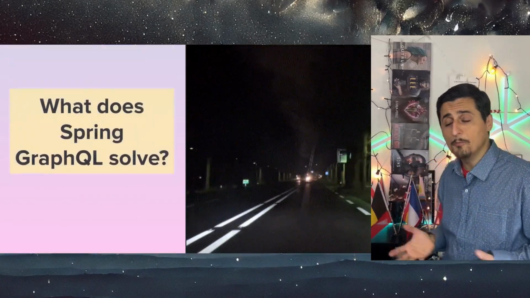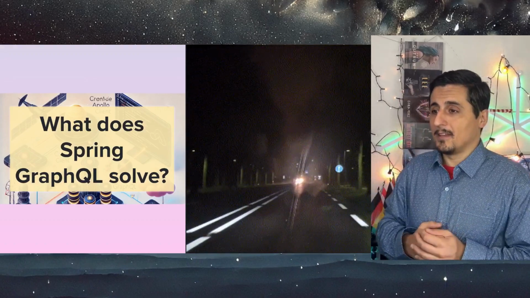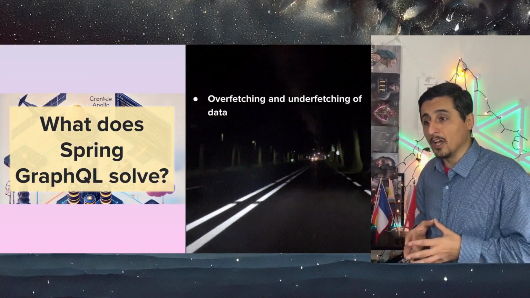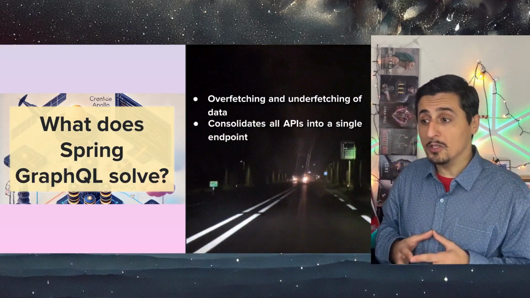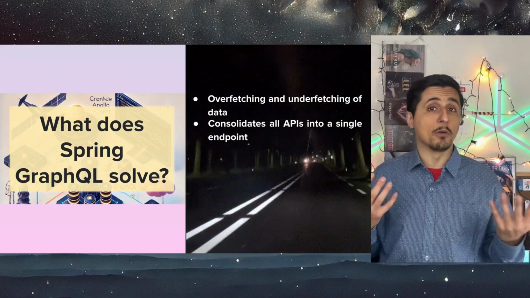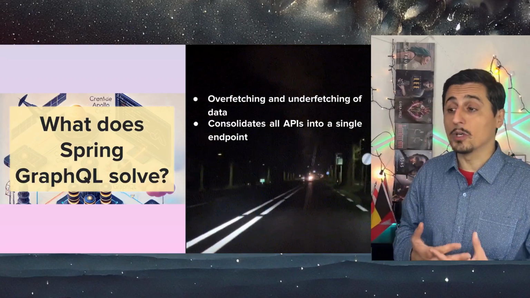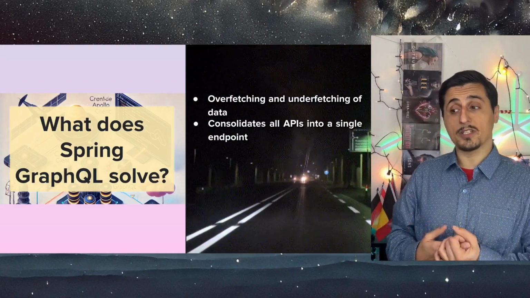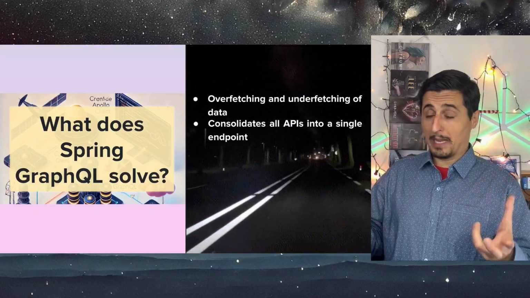And just as before, what does Spring GraphQL actually solve? It solves the problem of overfetching and underfetching of data. Now, we have already discussed that. It consolidates all APIs into a single endpoint. This is true if we want it to be. It is not mandatory, but it can work very well for us, especially if we are working under one specific type in our domain.